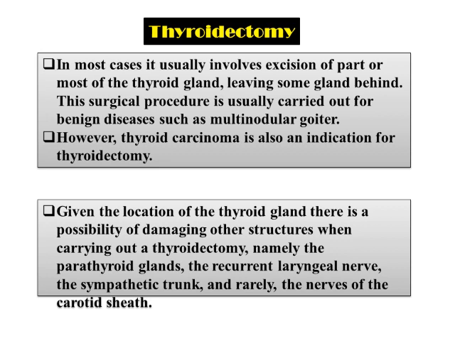In thyroidectomy, there is a possibility of damage to some structures, like the parathyroid glands, which are related to the posterior border of the gland. Also the recurrent laryngeal nerve, which is related to the medial surface. Rarely, the nerves of the carotid sheath may be injured, like the vagus nerve, and lastly, the sympathetic trunk.